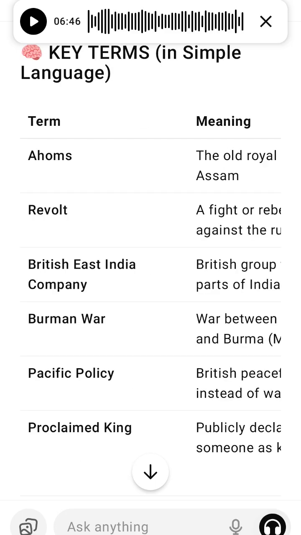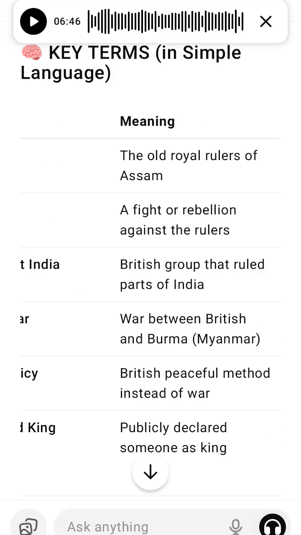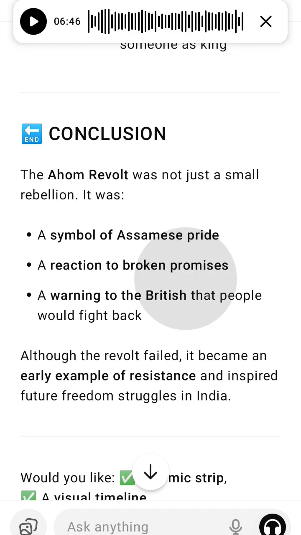Instead of using force again, the British used a peaceful approach, called Pacific policy. They tried to calm the people down and make peace with the Ahom leadership. What did the British do?